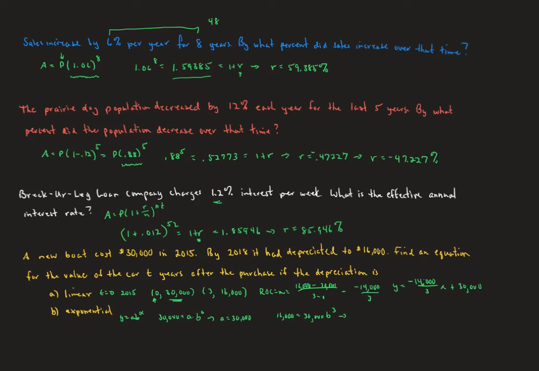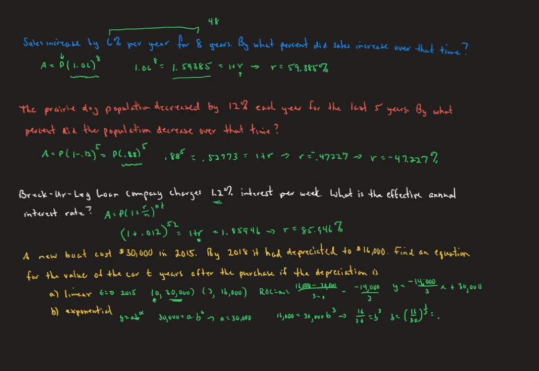So we can divide by the 30,000. I'm going to call that 16 over 30 and just cancel out those zeros. That is b to the third. And we will take 16 over 30 to the 1/3 power. Let me do that: 16 divided by 30 raised to the 1 divided by 3 power.